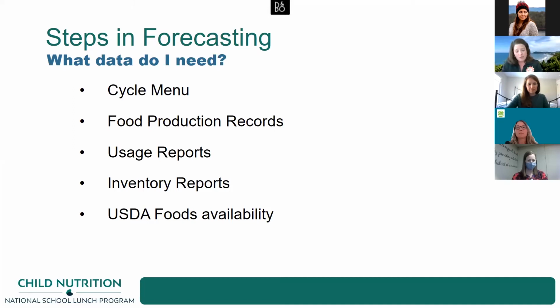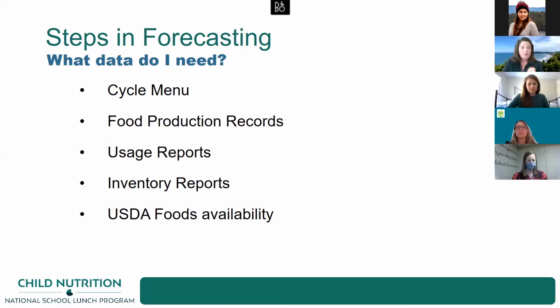But a cycle menu is critical. It does a couple of things. It's the first step in forecasting. You've got to at least have an idea. There are things that we do in advance for a cycle menu that help you determine really what your clients, meaning your students, want.